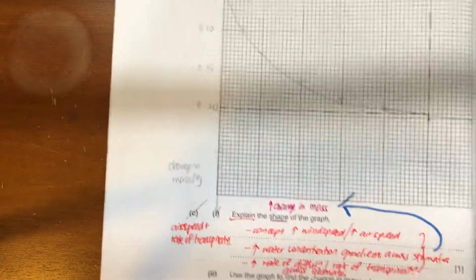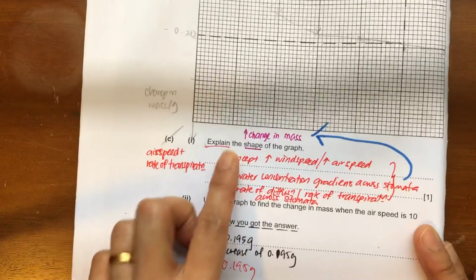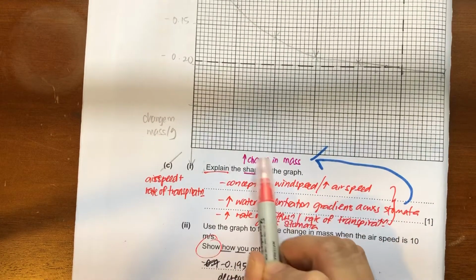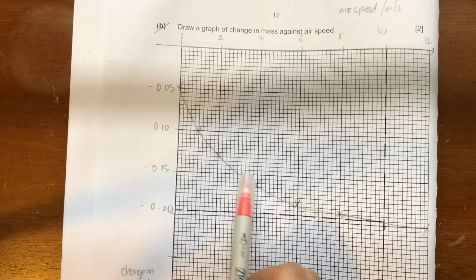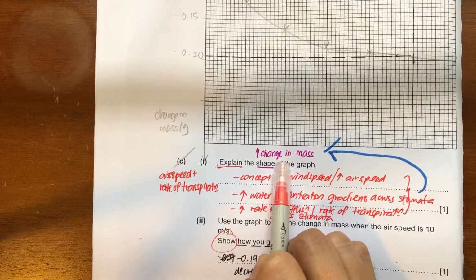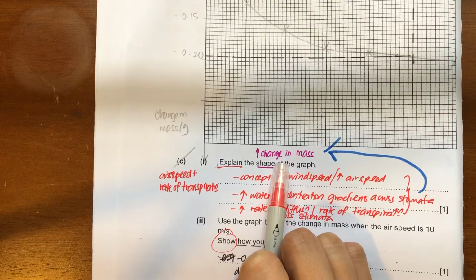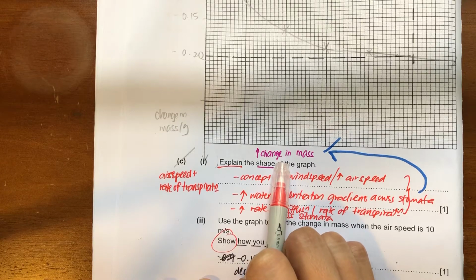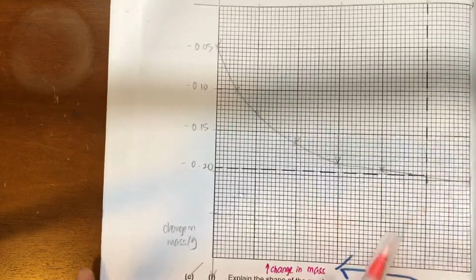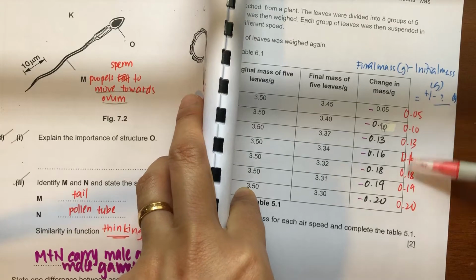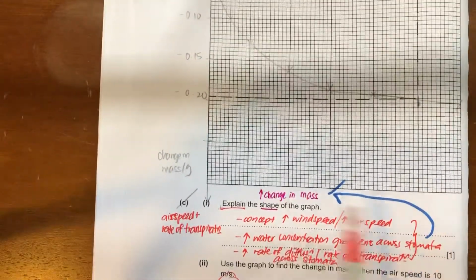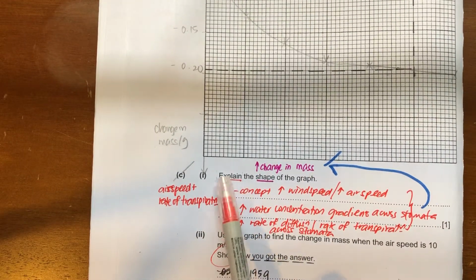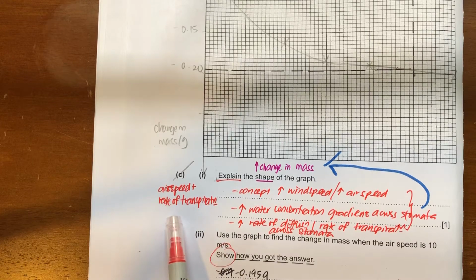Okay, so you've asked for question C, part 1. Explain the shape of the graph. So the data here is change in mass. Okay, so you will have the increasing change in mass. You don't want to describe the change in mass. How do I know it's increasing change in mass? Because even if you look at the numbers, it is increasing with increasing speed. So we don't describe this, you need to explain using the concept of air speed and the rate of transpiration.